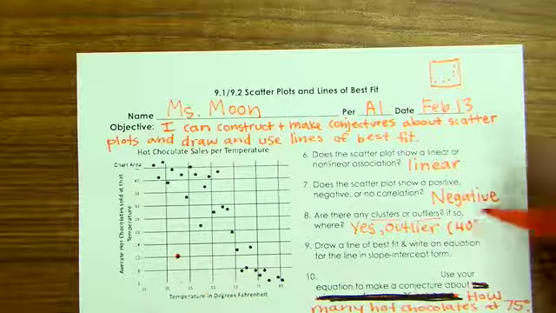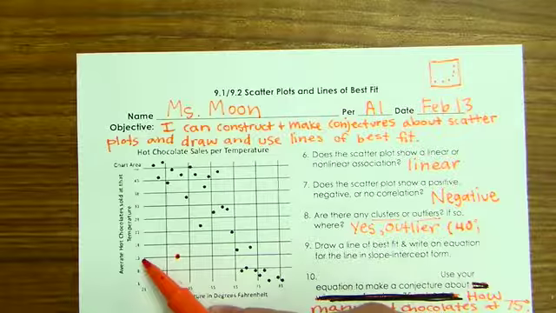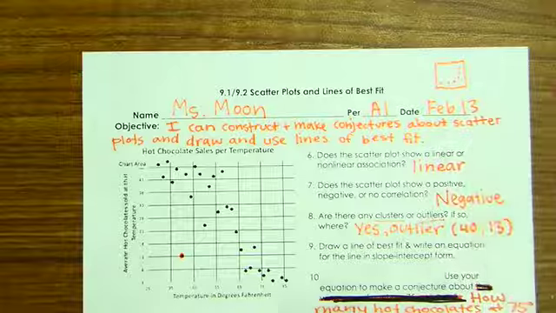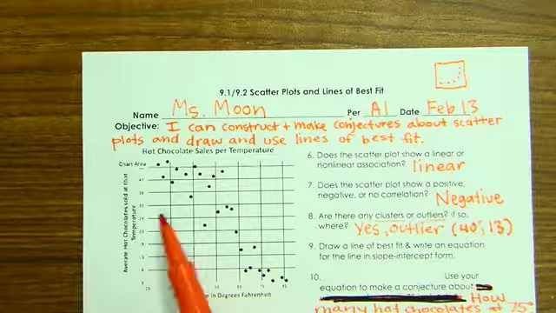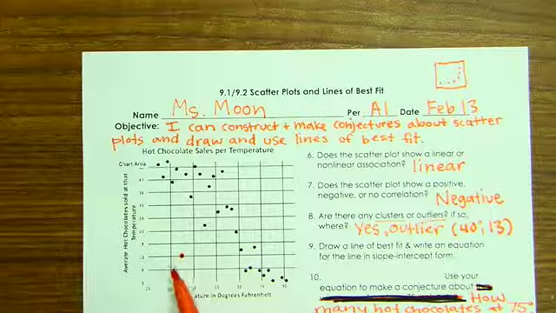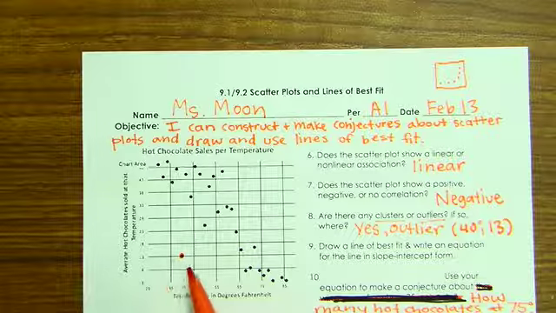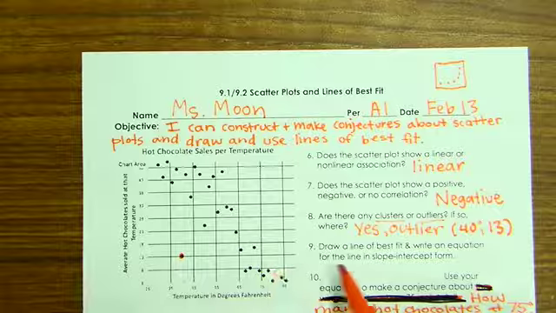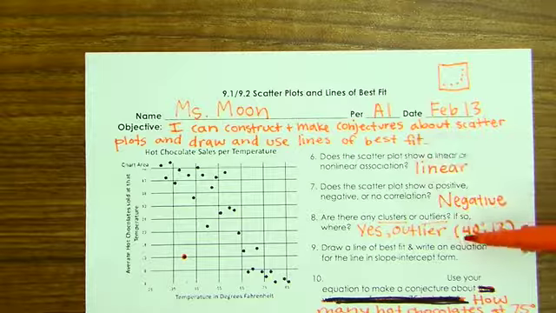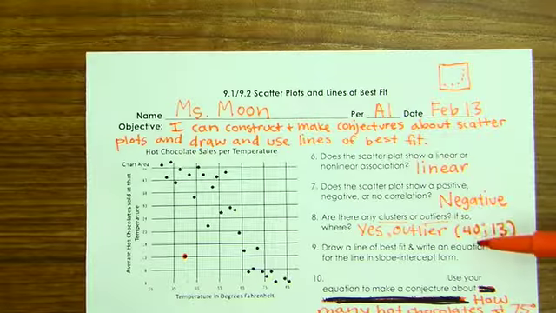And at 40 degrees, they're selling only about 13 hot chocolates that day. That's really unusual. Normally at about this temperature, they're selling in the 40s for hot chocolate. So we would call this data point an outlier. It's important to notice outliers because they can really throw off your data if you ignore them. Now, these first 3 questions were asking about the patterns that we could interpret from the scatter plot.